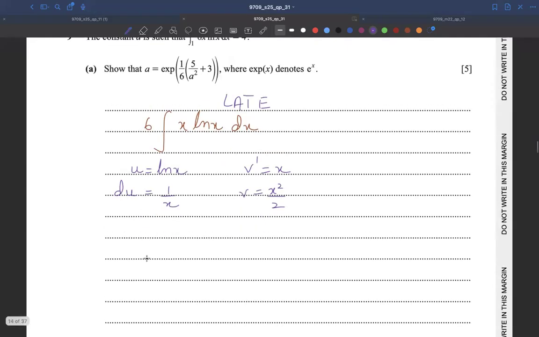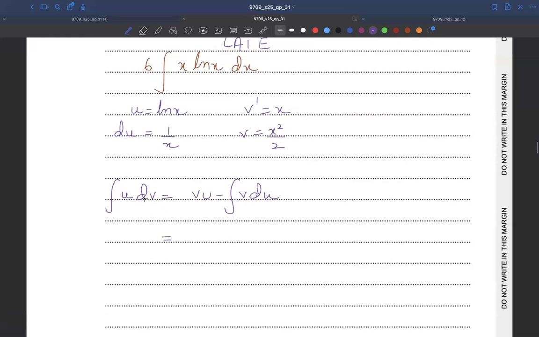Now applying the formula for integration by parts, if we have u dv, we get uv minus integral of v du. Substituting this in the formula, our u is ln of x and v is x squared upon 2. So x squared upon 2 ln of x minus integral of v du. So v is x squared upon 2 into du, that would become x squared upon 2 into 1 upon x. So x and x will cancel out over here. And not to forget, we still have a 6 outside.